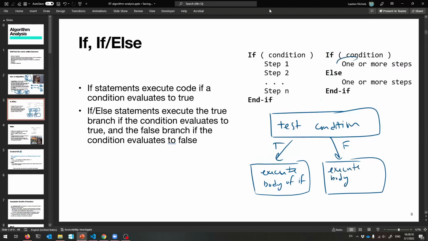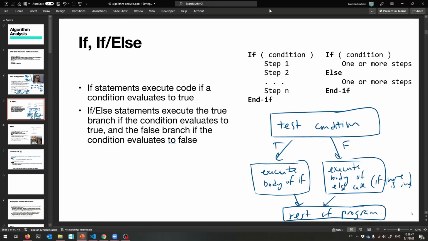And so we've made it very clear that you can't run both of these bodies, right? One or the other. Execute body of else case, if there is one. And so this now covers this one too. And then, once either of those has completed, we go on to the rest of the program, right? That's what it means for an if statement to execute. And if we could represent this mathematically, it becomes a very powerful idea. We can reason formally about our programs.